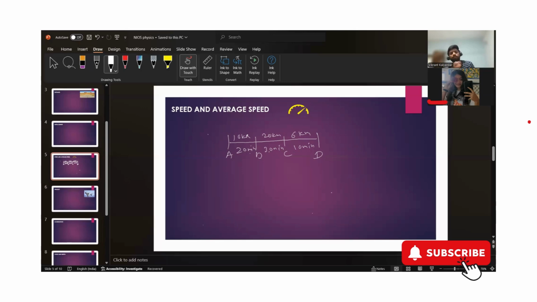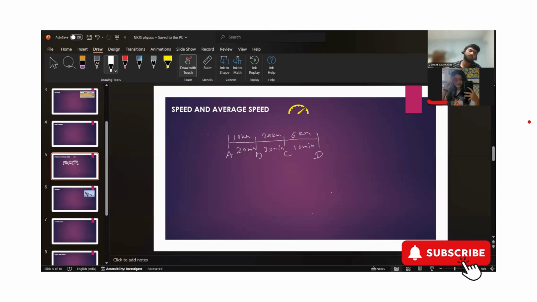In this journey, the first 10 kilometers you have covered in 20 minutes. After that, the next 20 kilometers you have covered in 30 minutes, and the final 6 kilometers you have covered in 10 minutes. So your speed is sometimes getting increased, sometimes decreased, due to traffic or other things, right? So average speed is calculated for the overall journey.